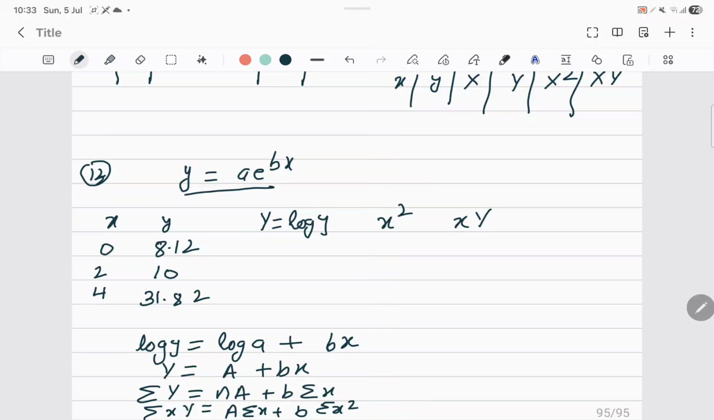So you have 8.12, OK, 10, OK. Now 31.82, OK. Now I got this. Now do exe. So when I do execute, it is asking me two variable results. See, when I do two variable results, I'll get all the summations. But here I need to take care that I have modified my y. So that won't help me. So I will go to regression results.